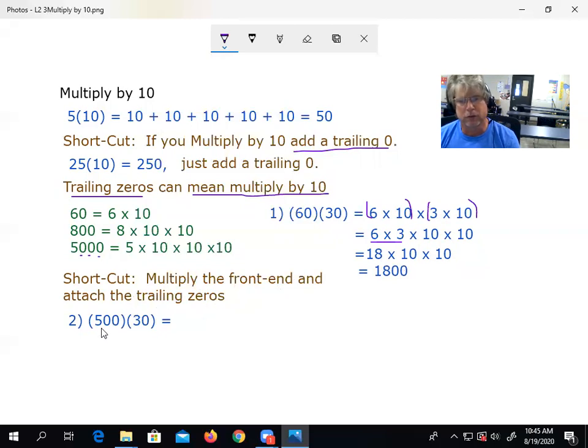So to do this number, since there's trailing zeros involved, just multiply the front numbers together, the 5 times the 3, get the 15, and then stick on the trailing zeros. So since there's 3 trailing zeros, we would have that. So therefore, our answer is going to be 15,000. And that's how we can multiply by 10.